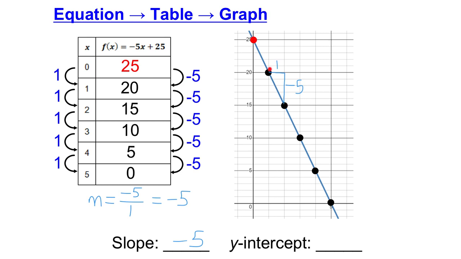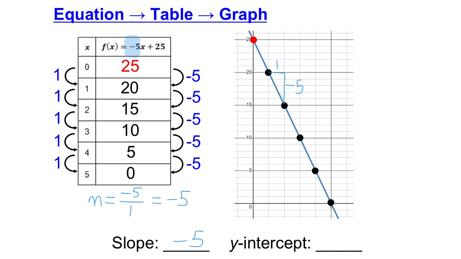Rise is -5, run is 1. -5 divided by 1 is -5. Either way you look at it, whether you're finding the slope using the gaps in the table of values or you're using the rise and run on the graph, you get the same slope value. And just a reminder, that slope value can be found in the equation. It's the coefficient on the x variable.